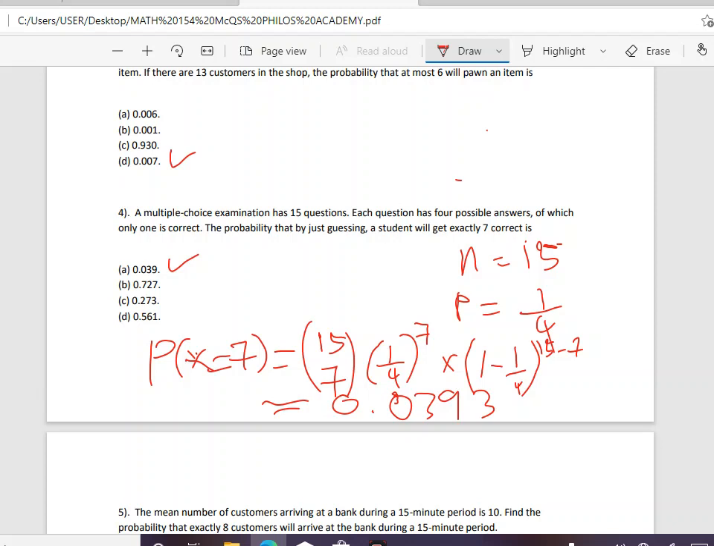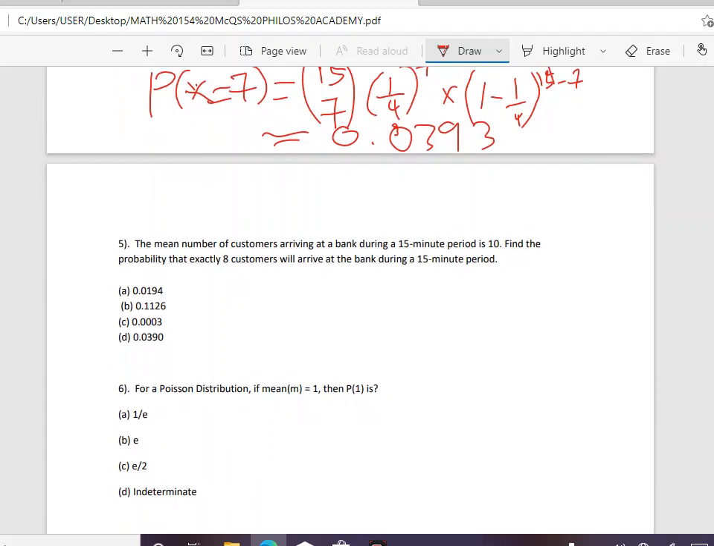Then you approximate it to 3 decimal places in accordance with the possible answers. You see, all the possible answers are in 3 decimal places. So you just put it in 3 decimal places. So that's 0.039, right? Then let's go to question 5.